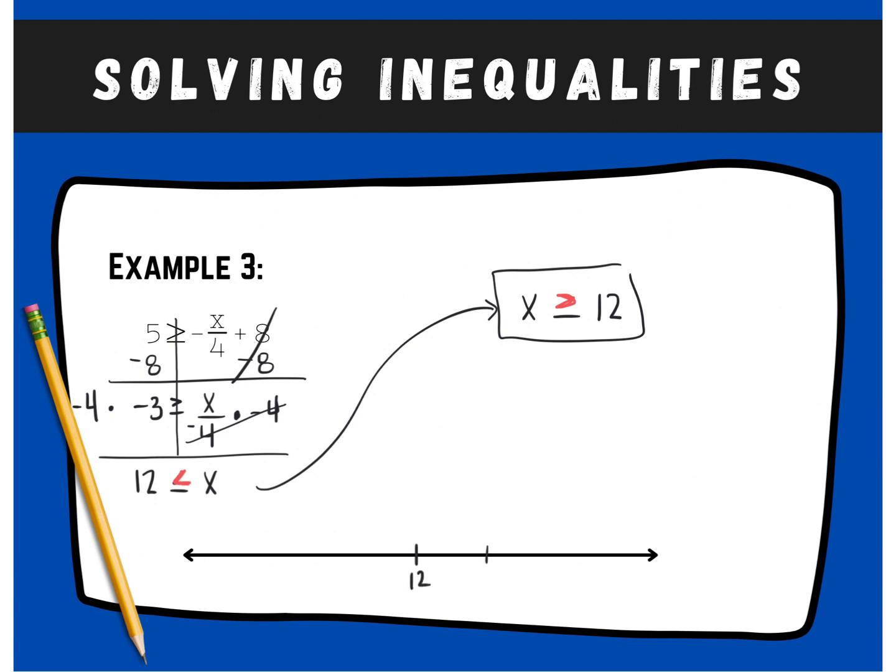On the graph, that will look very similar to the other examples. I like to put the number that I'm working with, in this case the 12, in the middle, 2 above and 2 below. Remember, the larger numbers go on the right and the smaller numbers go on the left. I will circle my 12, and this time because I'm looking for things that are greater than or equal to 12, I have to remember to fill in that circle, and then I can point my arrow towards the right-hand side.